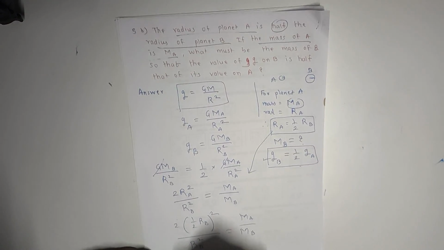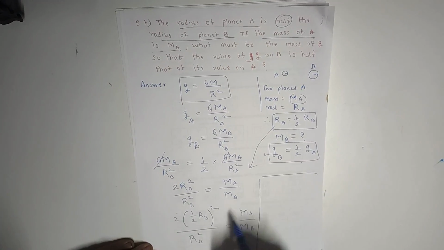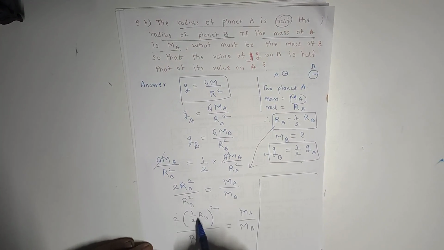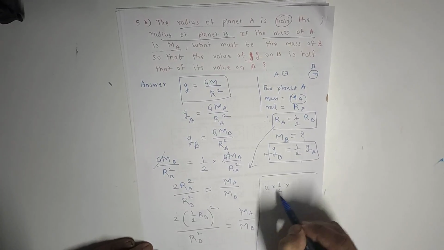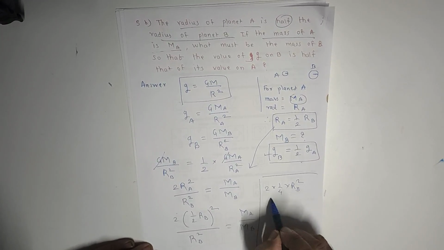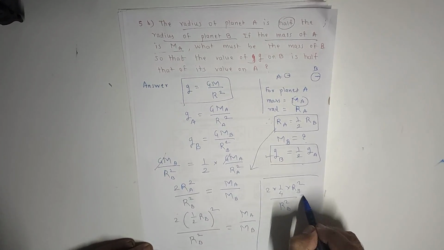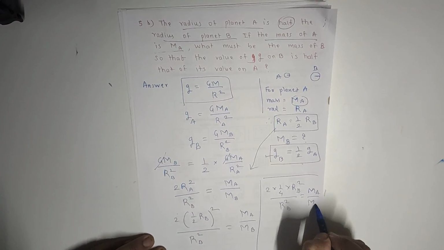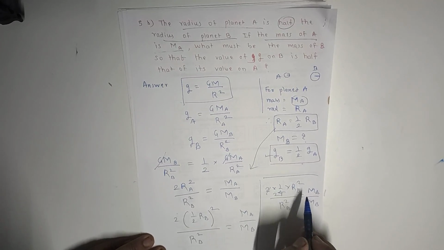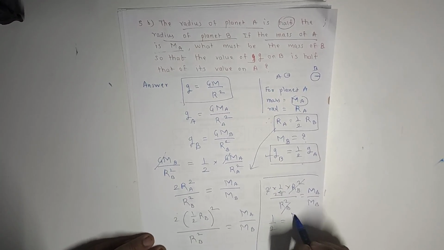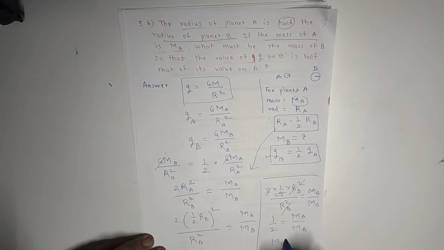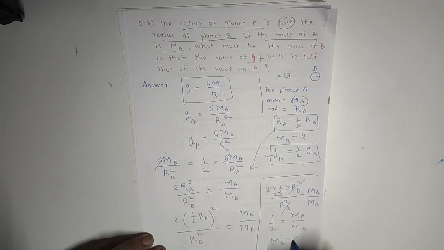Now our usual calculation. Here is a 2 and here is a 4, isn't it? Therefore 2 square, that is 4. 2 into 1 by 4 into RB square upon RB square is equal to MA upon MB. Here the 2 and 4 cancel and RB square also cancels. Therefore half is equal to MA upon MB. Means MB is nothing but, by cross multiplication, 2 times MA.